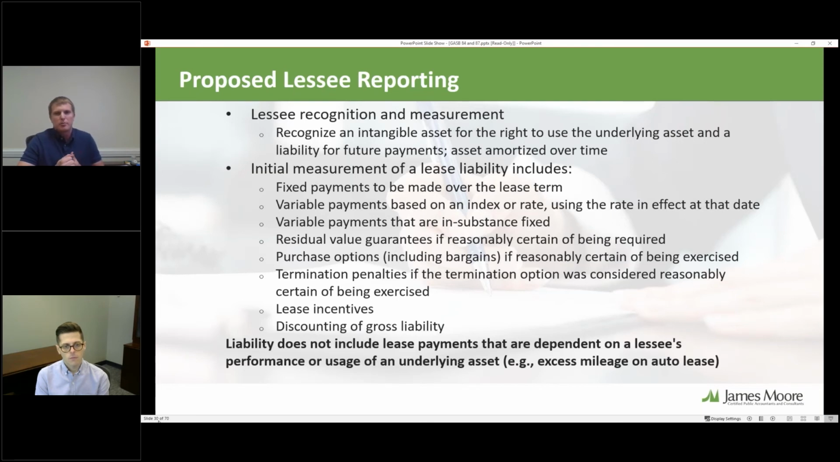Initial recognition and measurement: we're going to recognize an intangible asset for the right to use the underlying asset, and then a liability for the future payments. The asset is going to be amortized over time.